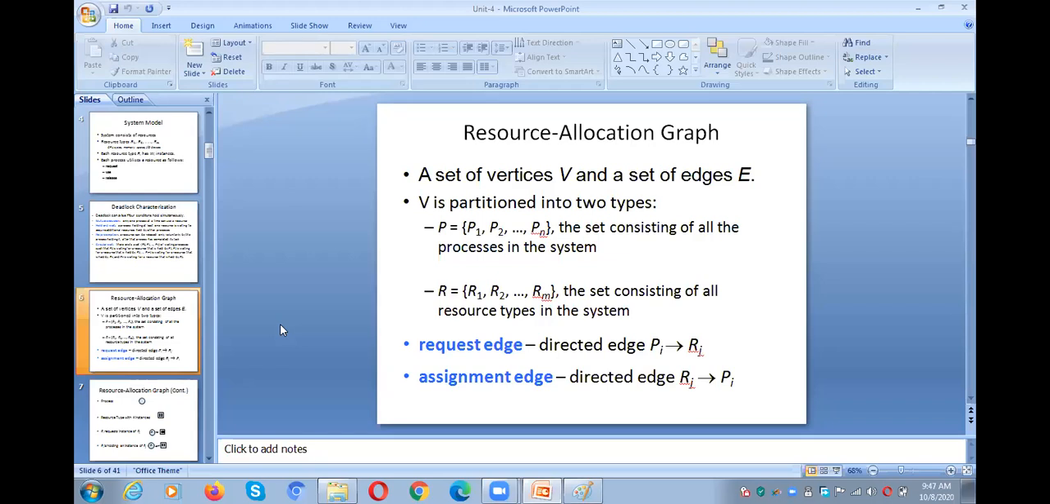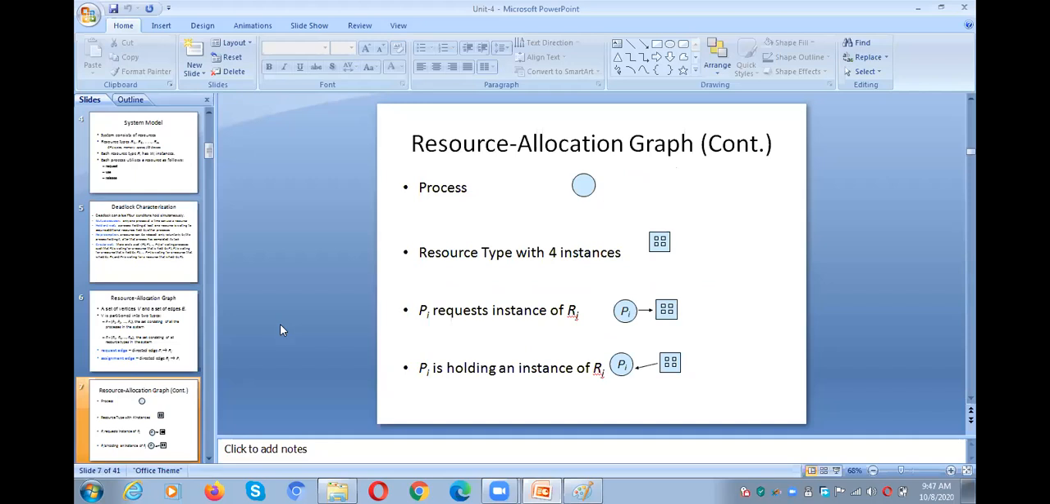So at the time of graph I will show you. These are the symbols used to represent each one in the diagram, right? So process is usually represented in a circle. Resource is represented with a rectangle. I already told you resource type.